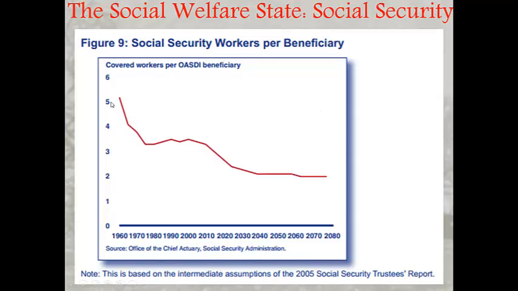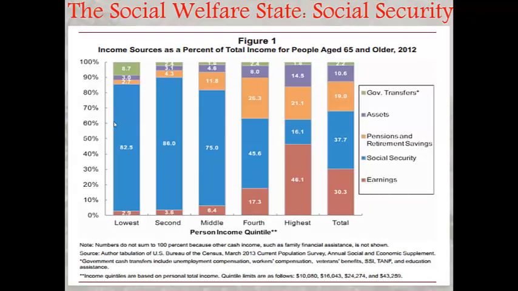And this is another way of looking at the same thing: more and more people are retiring, and so there are fewer people in the workforce per beneficiary of Social Security. And it's really important to understand that Social Security is not a small thing. It's clearly not a small thing in terms of government expenditures, but it's also not a small thing in terms of the difference it makes in people's lives.